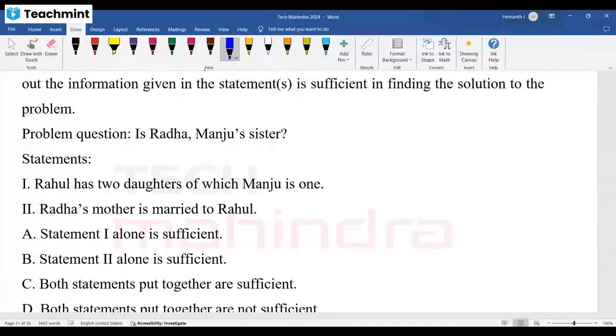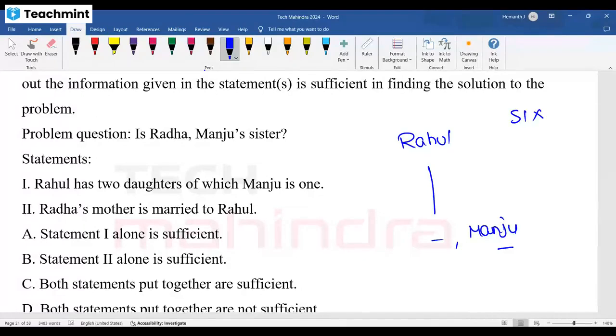Is Radha Manju's sister? First statement: Rahul has two daughters, of which Manju is one. So Rahul has two daughters, and among them Manju is one daughter. With that, I cannot say whether Radha is Manju's sister or not. Statement one alone, no.